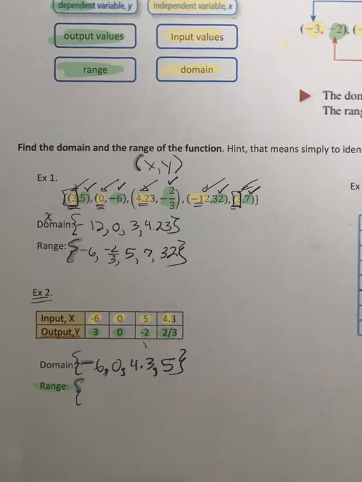So let's see, negative 2 is the smallest in that list. And so negative 2 is coming out of the machine. 0 is coming out of the machine. 2/3 is coming out of the machine, and 3 is coming out of the machine. So we just listed them from smallest number to largest number.